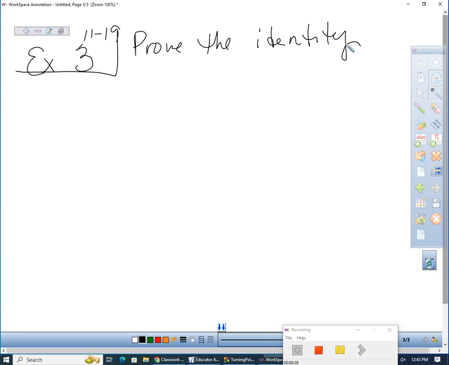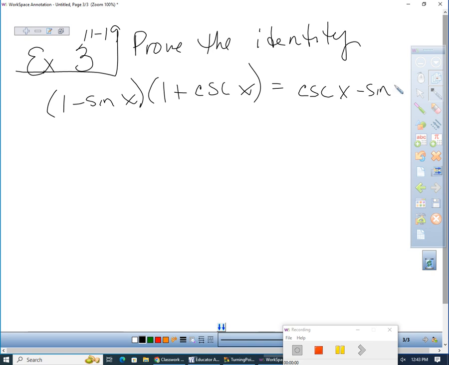Prove the identity. So let's do (1 minus sine x) times (1 plus cosecant x). I want to show that this equals cosecant x minus sine x. All right, so what can we do to the left-hand side?